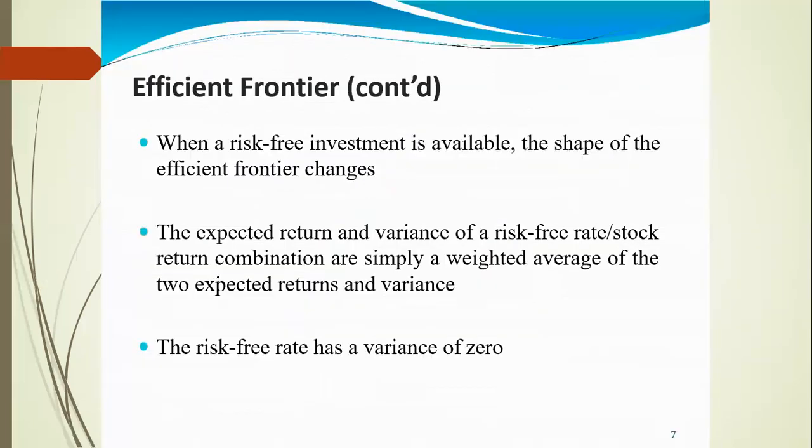Now going further, when a risk-free investment is available, the shape of the efficient frontier changes. The expected return and variance of a risk-free rate and stock return combination are simply a weighted average of the two expected returns and variances. The risk-free rate has a variance of 0.